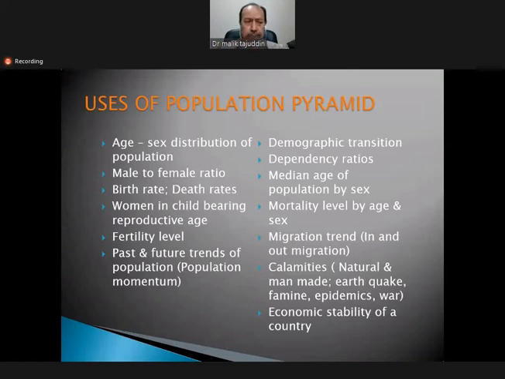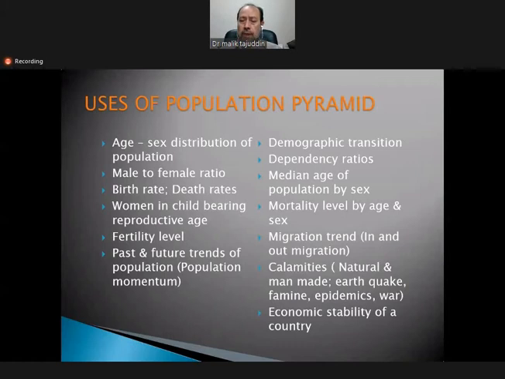If you see the dependency ratio of Pakistan, it is 1:4, meaning for every single earning person, 4 people are dependent. How is this dependency ratio calculated? Which population is dependent? Naturally, those under 15 years of age are dependent on their parents or elders, and then those over 65 years of age, who are old people, are again dependent on their parents.